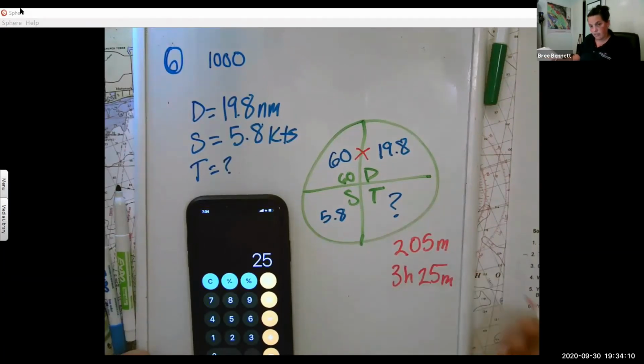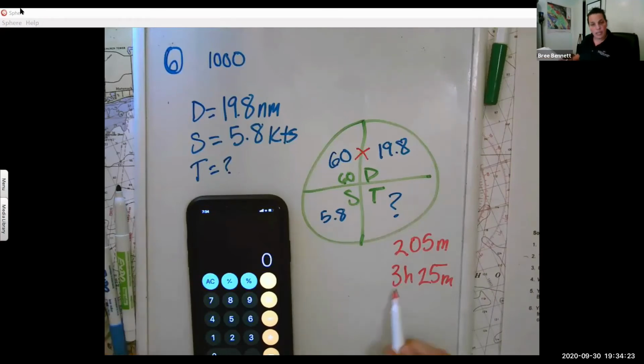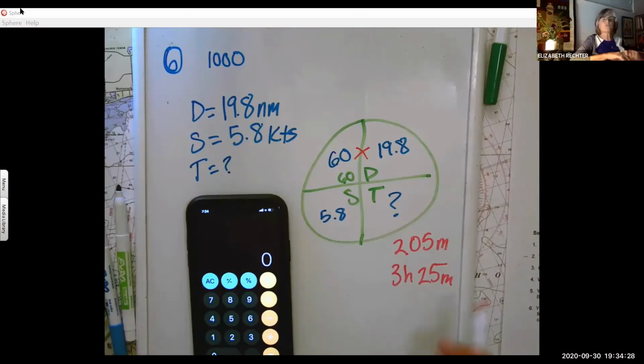If I was to convert this 205, you can divide it by 60, subtract the decimal, and then multiply it by 60 again. There's lots of different ways to do it, whatever works best for you. But we get 3 hours and 25 minutes. That's too good. Yes, yes it is.